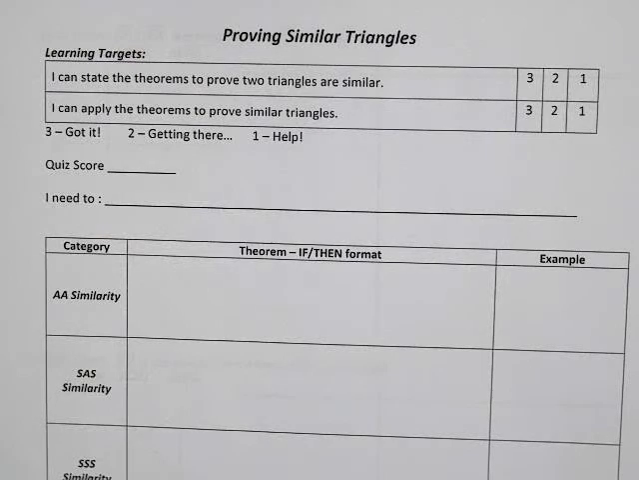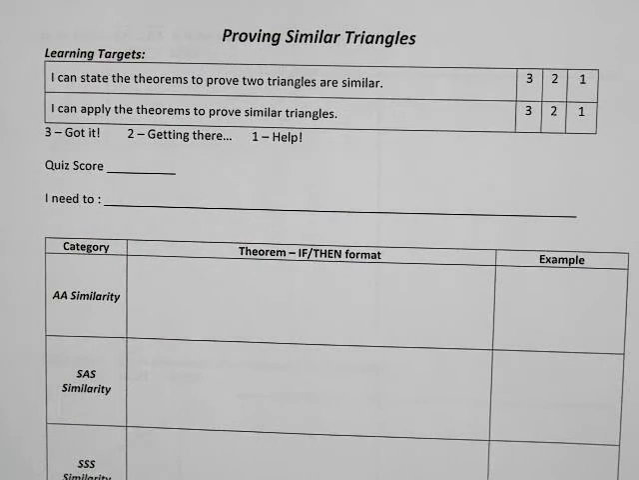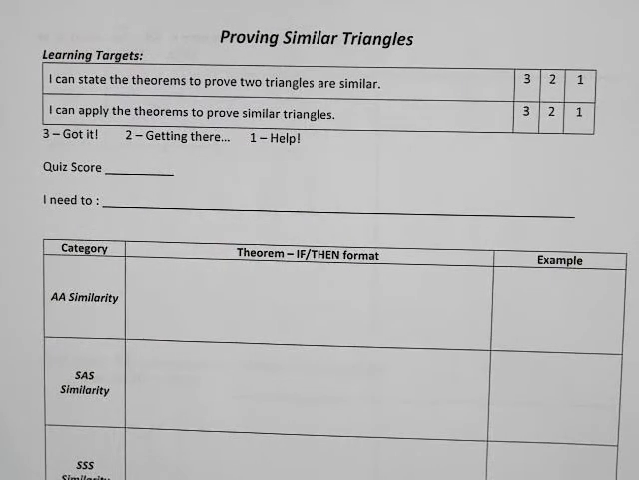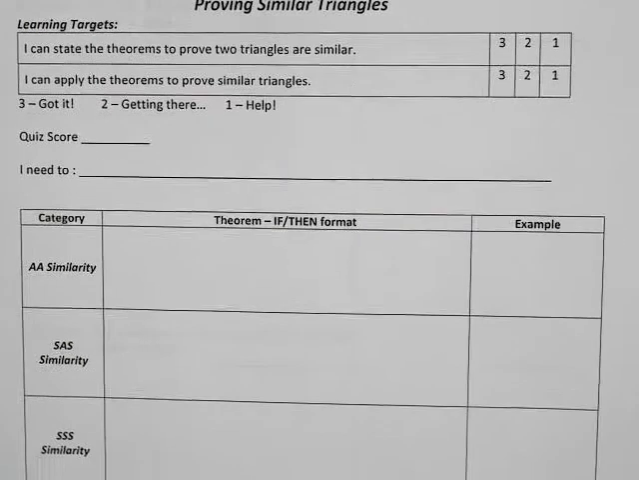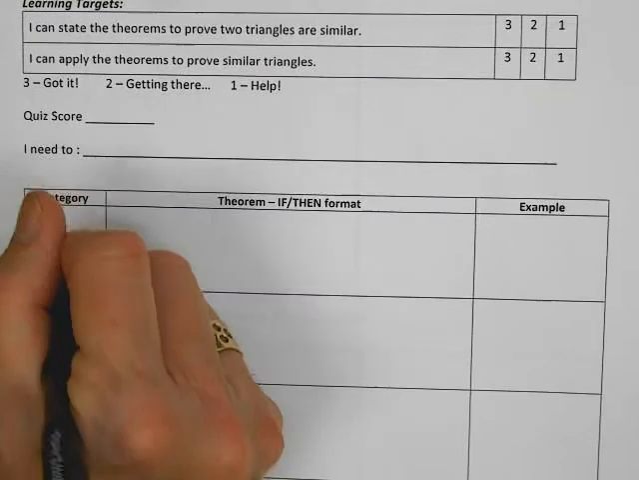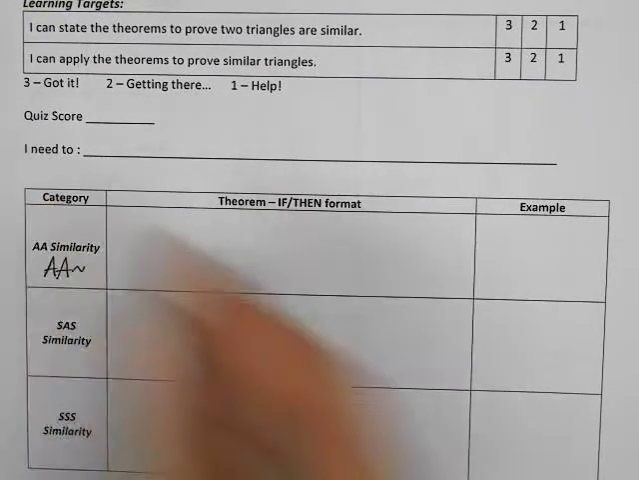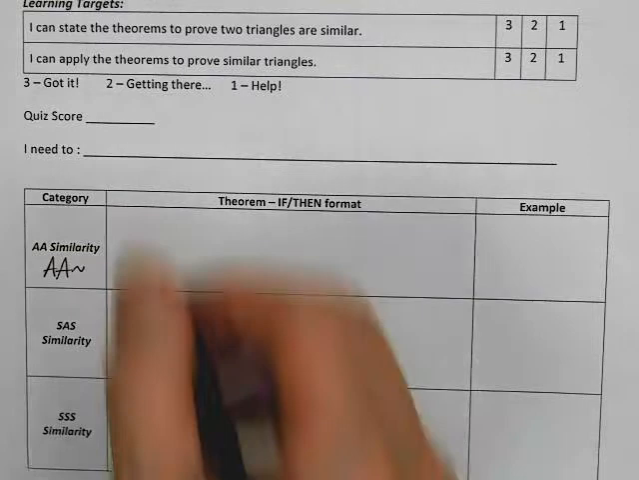Okay, in lesson 8.3, we're going to extend our understanding of similarity to actually prove that triangles are similar. If you're looking below at the boxes, you think, oh, it looks pretty similar to congruence, and in some ways it is. Our learning targets are: I can state the theorems to prove two triangles are similar, so you need to know what the three of them are, and then obviously I can use them in proofs to prove similar triangles.